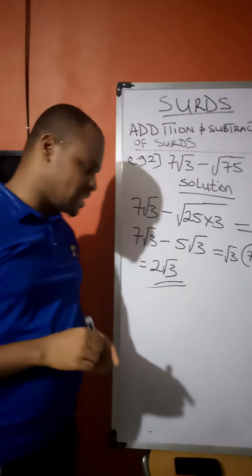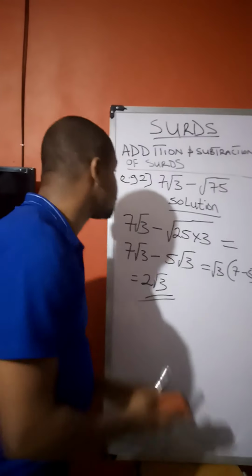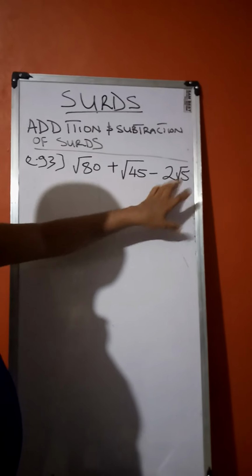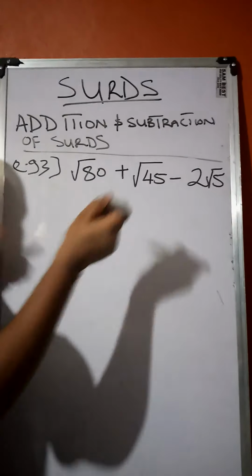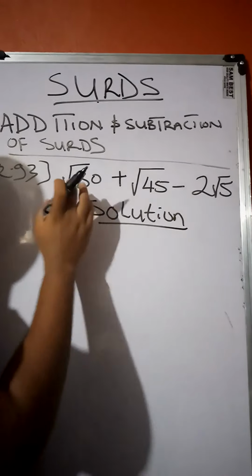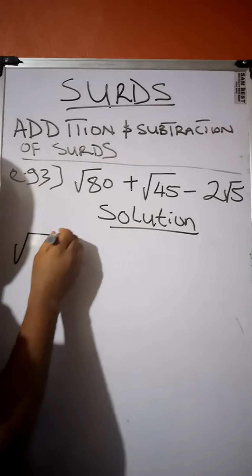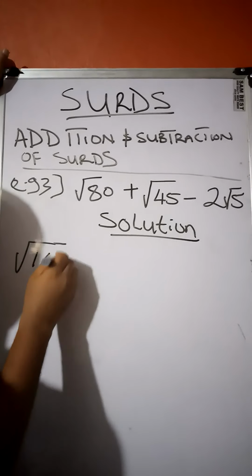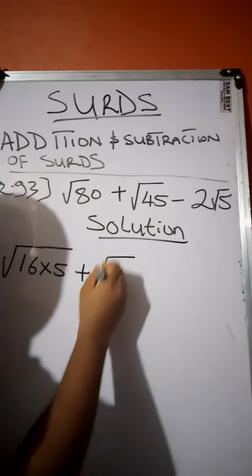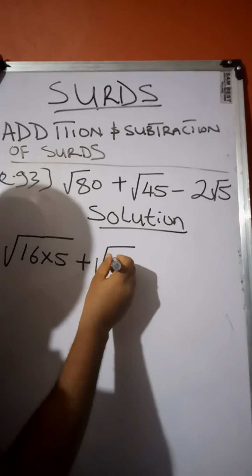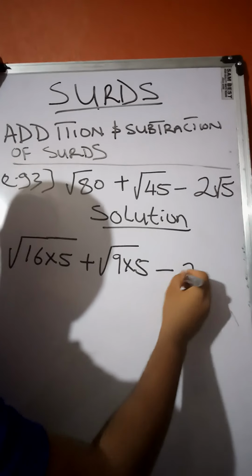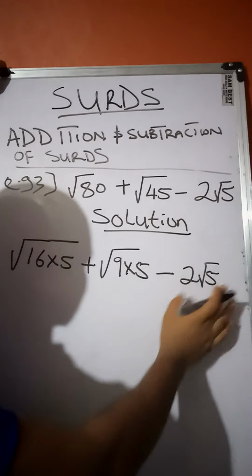I'll take one more example on this. Our example 3 is given as root 80 plus root 45 minus 2 root 5. Now let's see if we can reduce this. Solution. Let's reduce root 80 to have a perfect square. My root 80 is the same as what? 16 times 5. 16 times 5 will give me 80. Plus root 45. If I reduce it, it will be what? 9 times 5. 9 times 5 is 45. Minus 2 root 5. This is already in its basic form.